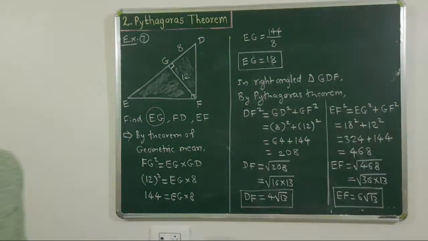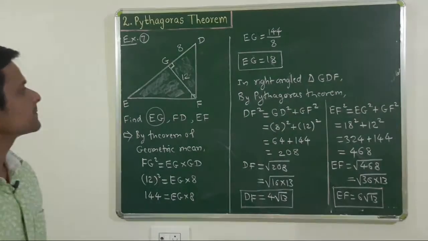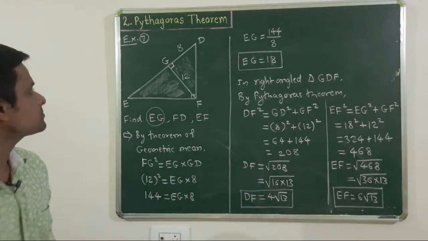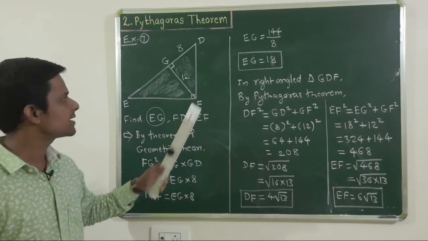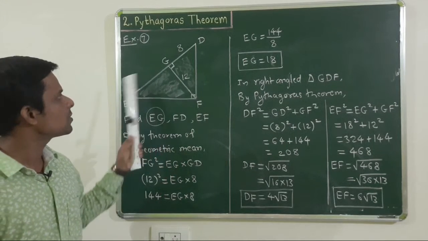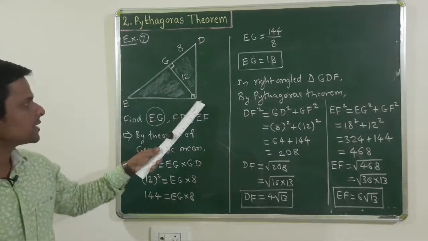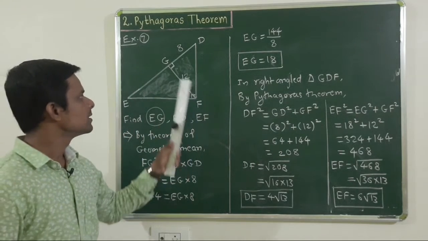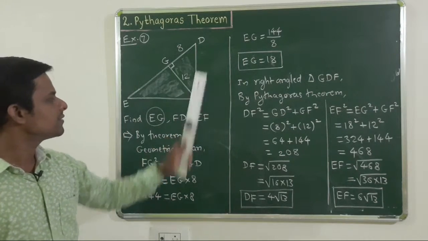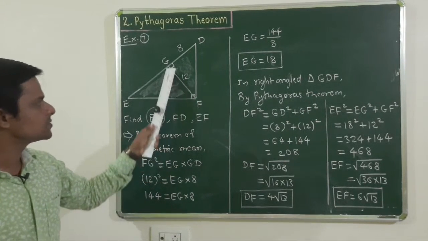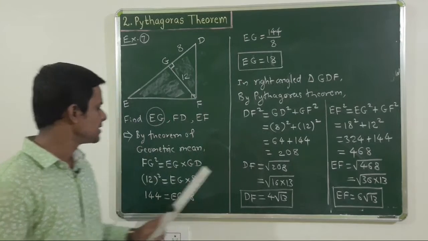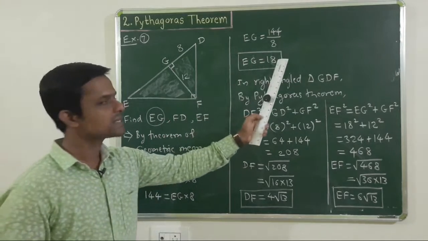EF is equal to 6 root 13 and DF is equal to 4 root 13. See once again, there is one right angle triangle DFE in which angle F is a right angle, and there is one perpendicular altitude on the hypotenuse, that is FG is perpendicular to ED, and two values are given and we want three values. Now in this triangle, by the theorem of geometric mean, we get FG square is equal to EG into GD. By calculation we get EG as 18.